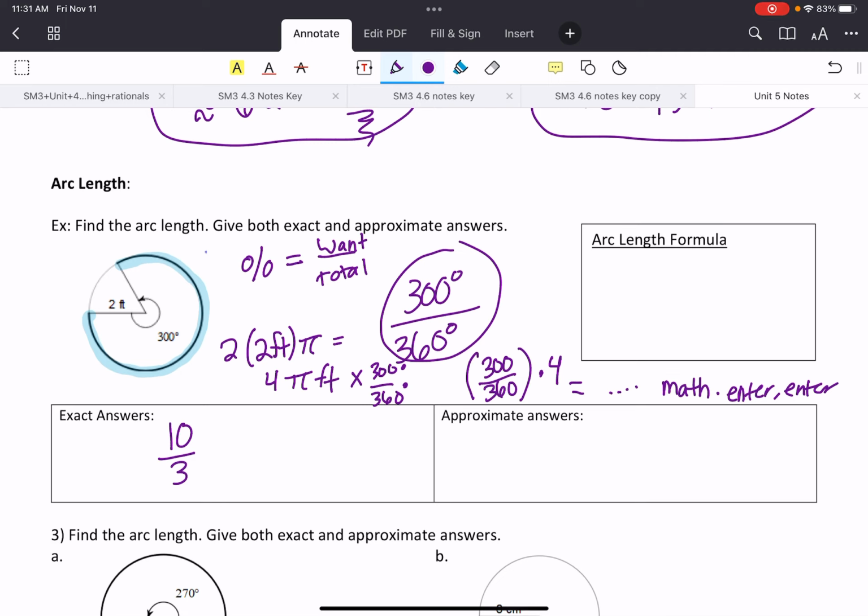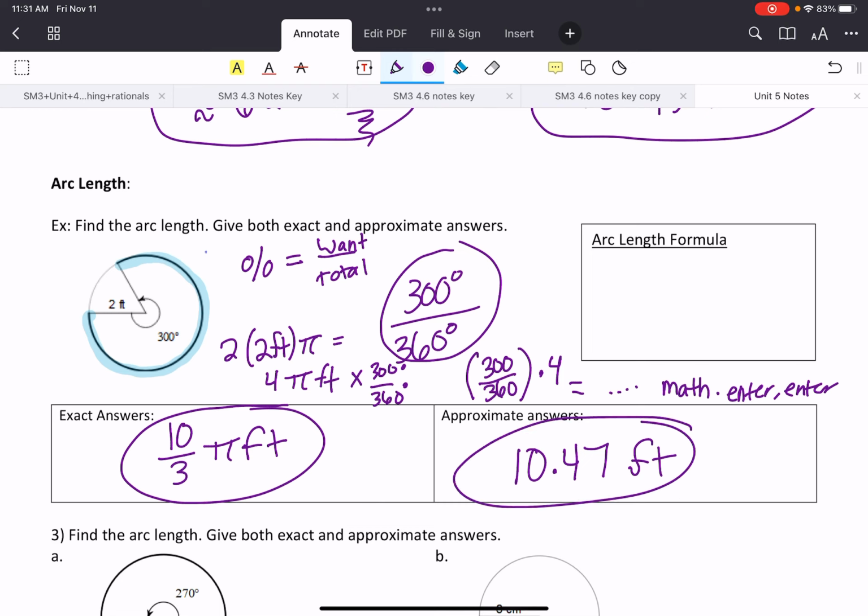Once you get your answer, you have to click Math, Enter, Enter to get your fraction. So this is 10 over 3 pi feet, my exact answer. Once I have my exact answer, I could then multiply by pi and round to 2 decimal places. And that is your approximate answer.